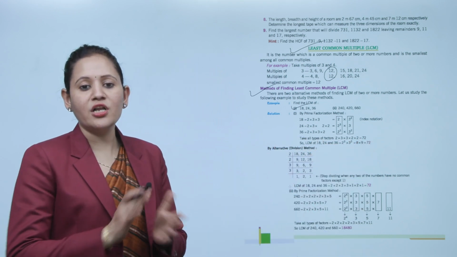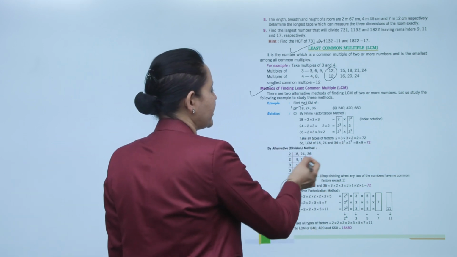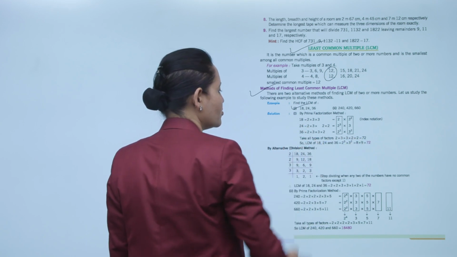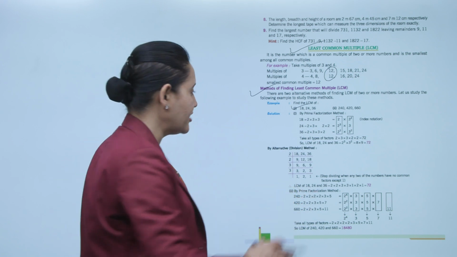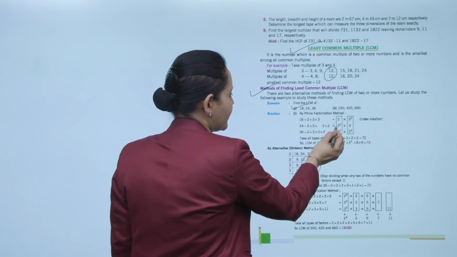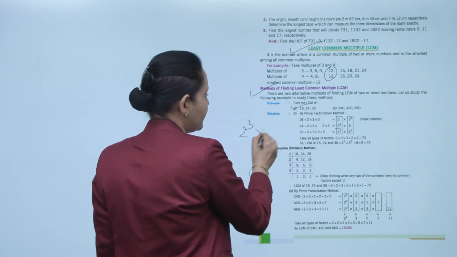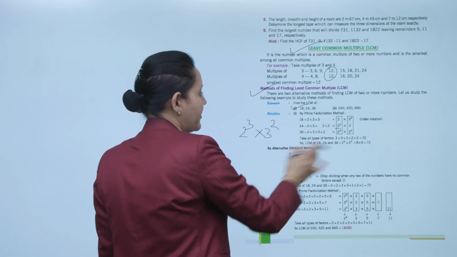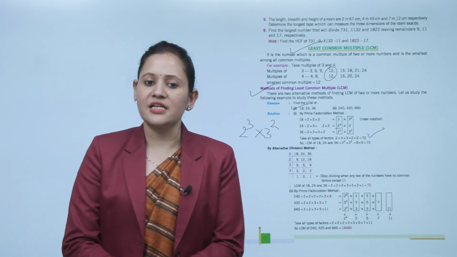Take all types of factors, the common and uncommon ones. What we'll do is write the highest power of each factor. Here the factors are 2 and 3. The highest power of 2 is 3, so we write 2 to the power 3, multiplied by 3 to the power 2, the highest power of 3. That equals 72. Clear? That will be the LCM.